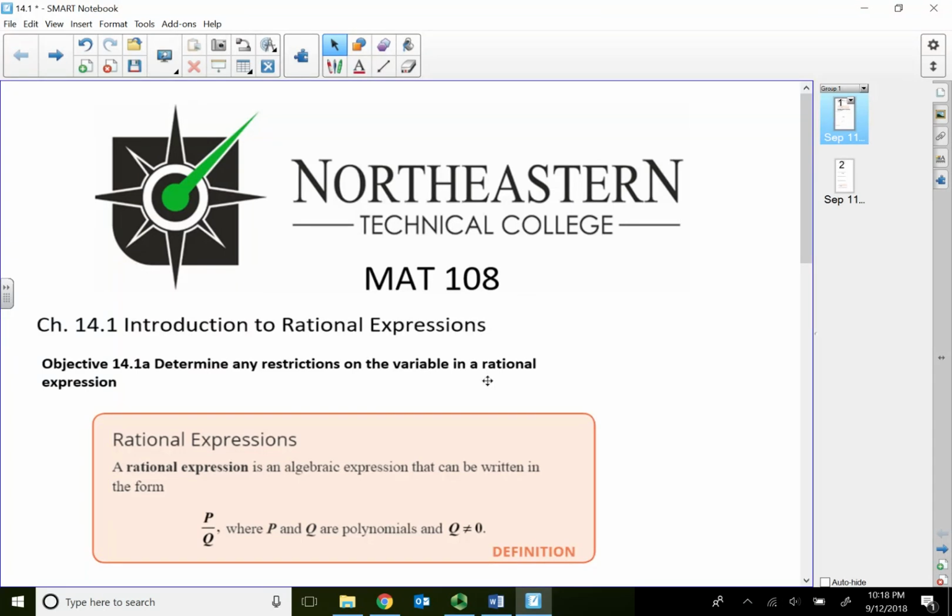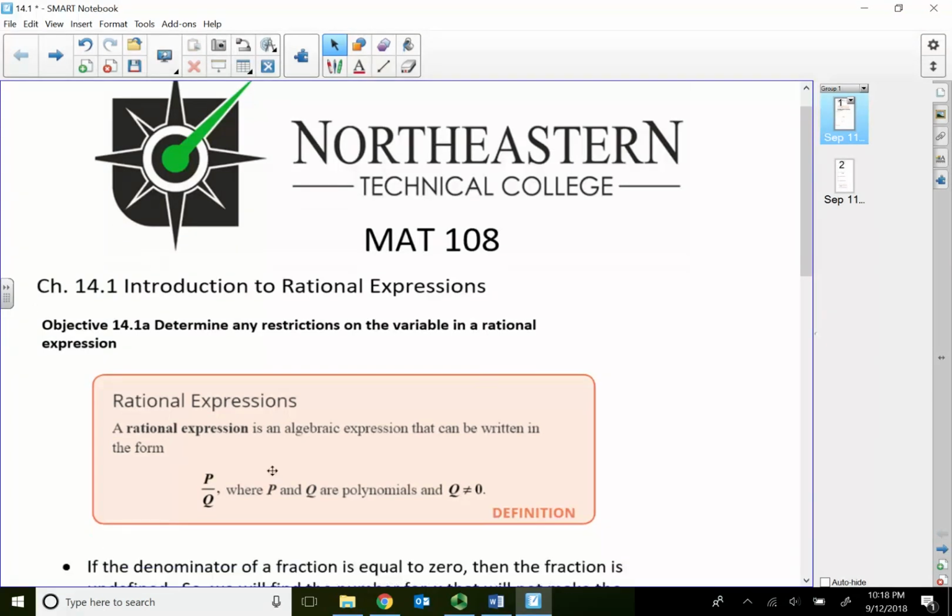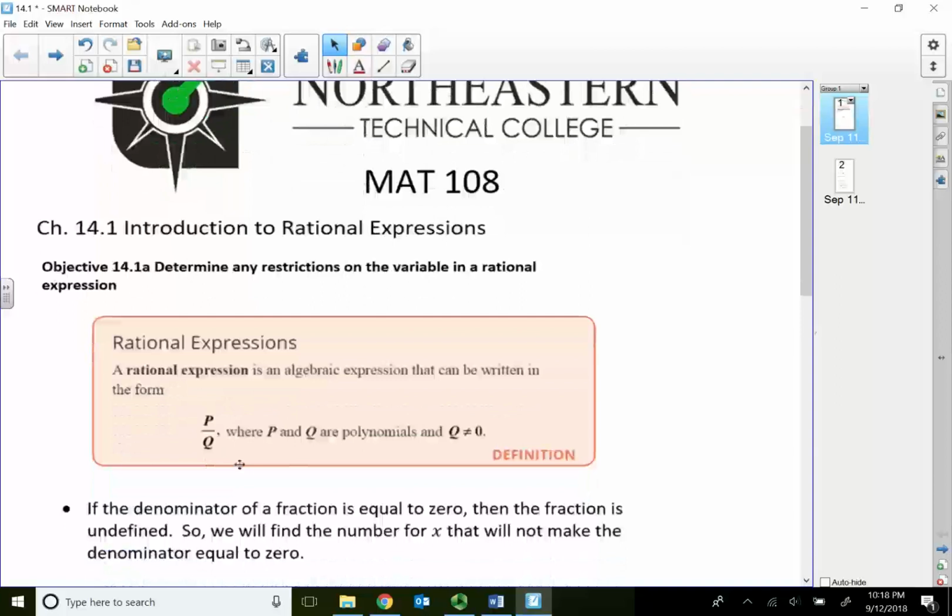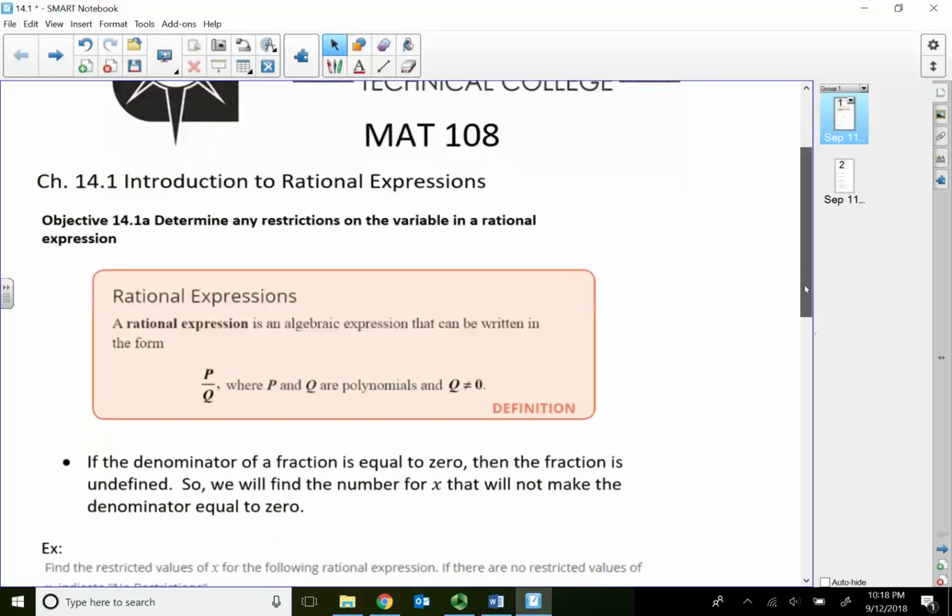So, what is a so-called rational expression? It is basically an algebraic expression that can be written in the form of P over Q, where P and Q are polynomials. So, in other words, when we write it as P over Q, we are writing it in fraction form where the numerator and the denominator are polynomials.